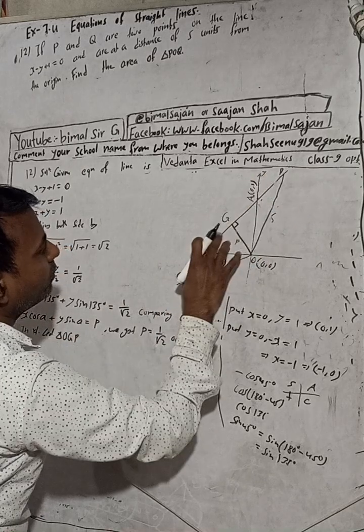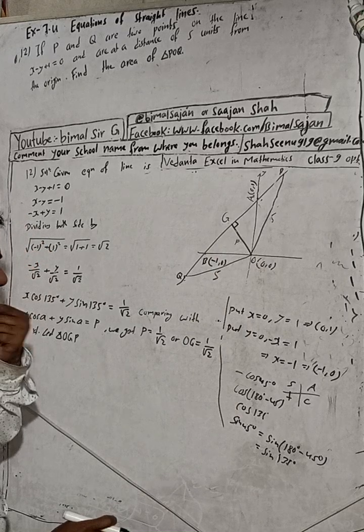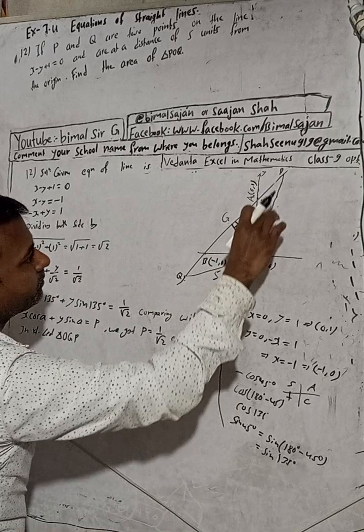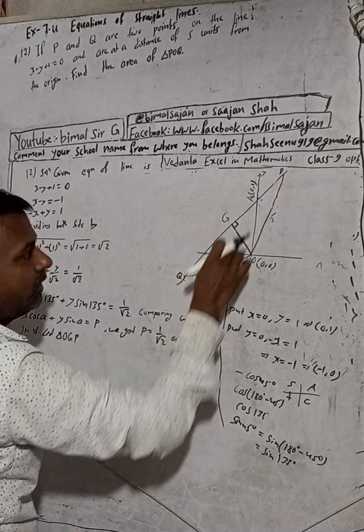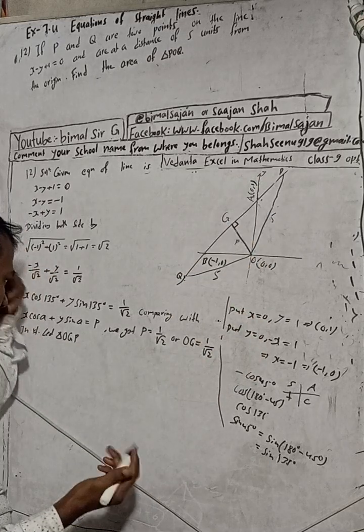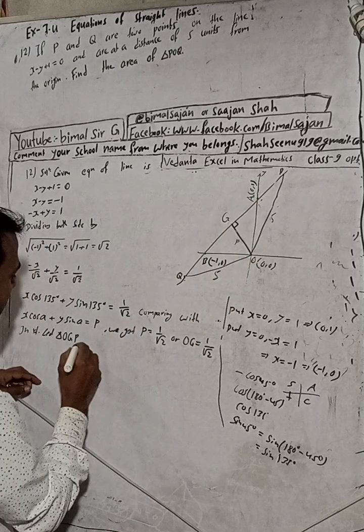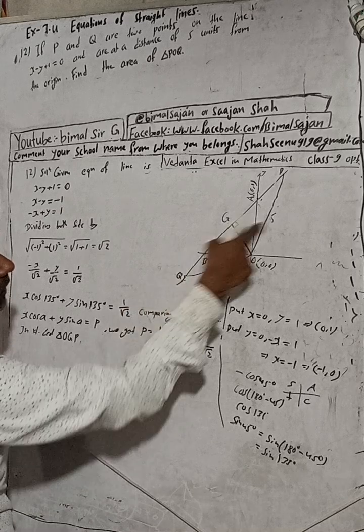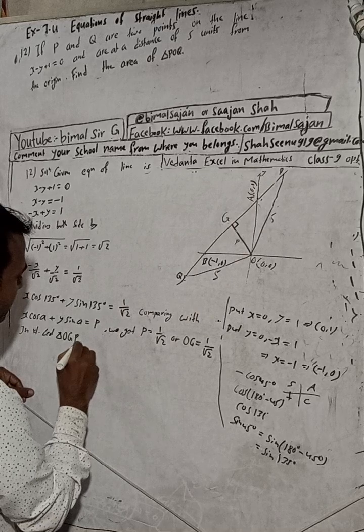Here GP is equal to GQ, so this will be a congruent triangle. Why? Because this is 5, this is 5, this is half, this is also the same half. The remaining is the common side. That means we can write here in right angle triangle OGP, this is our hypotenuse. Then we can find GP.